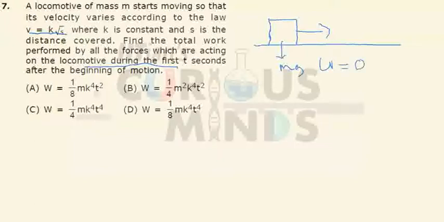Okay, so basically for a locomotive, if I consider that the locomotive is going to the right, there will be an mg which acts in the downward direction, but there will be no work done. Work done by mg will be equal to 0 because there is no displacement in the vertically downward direction.